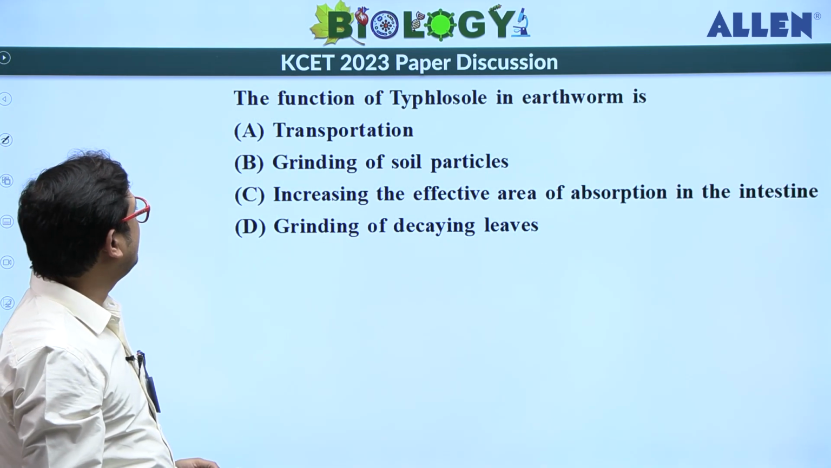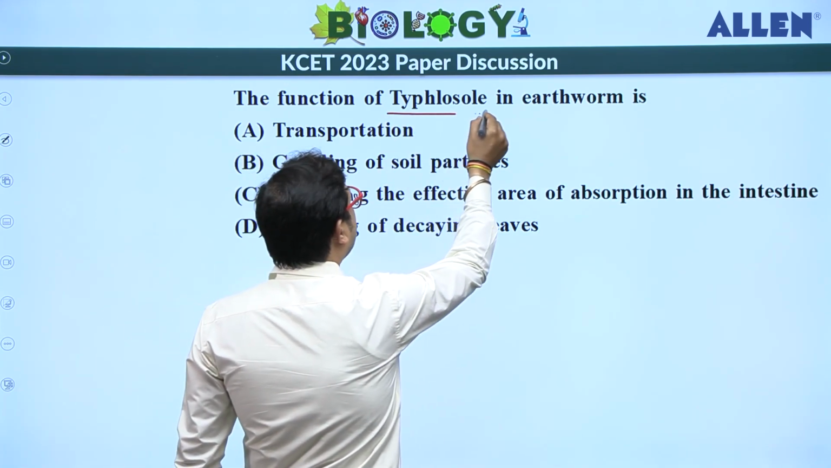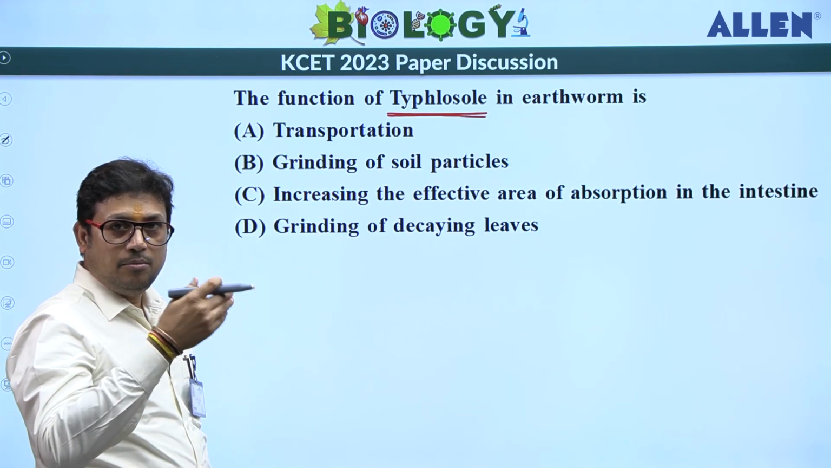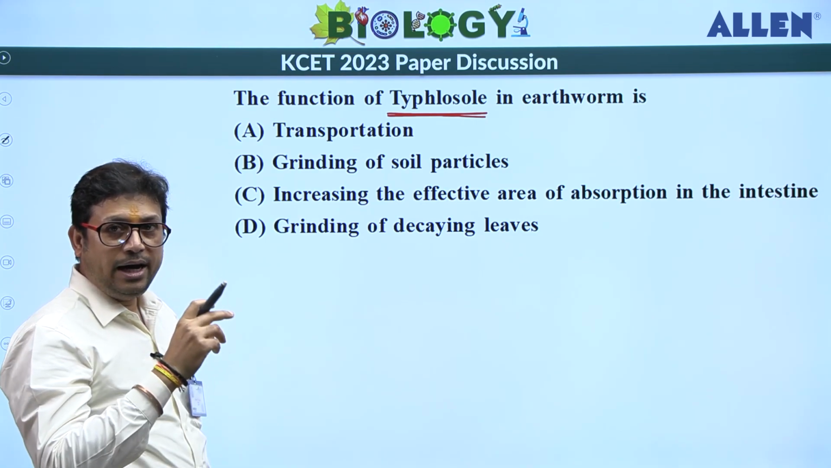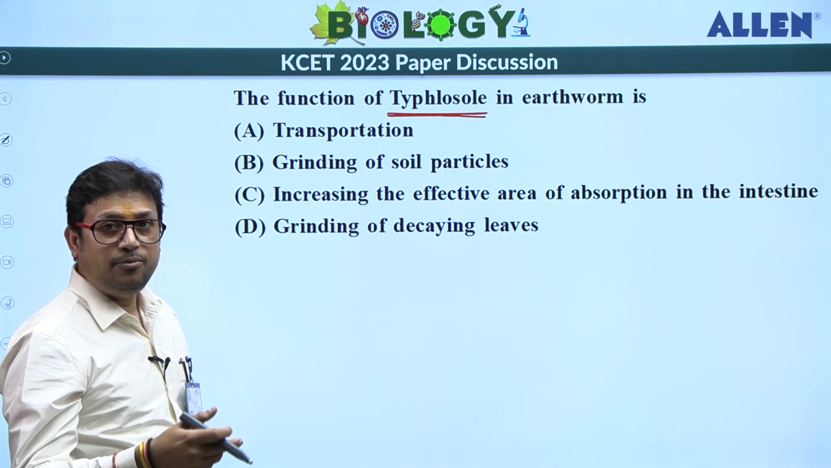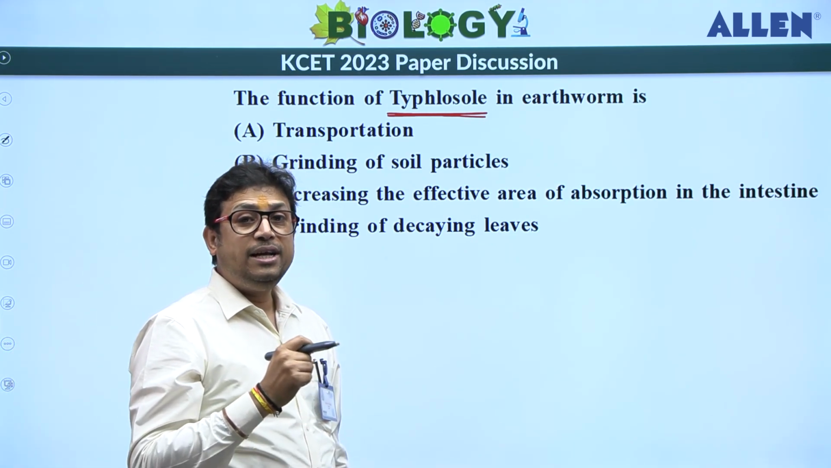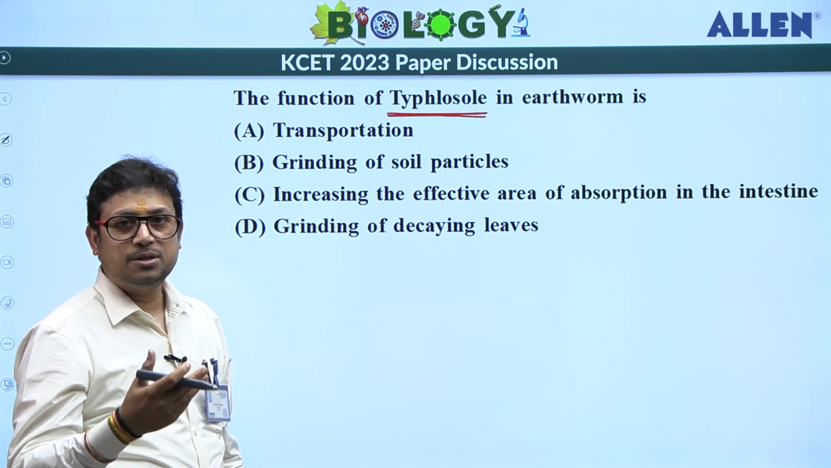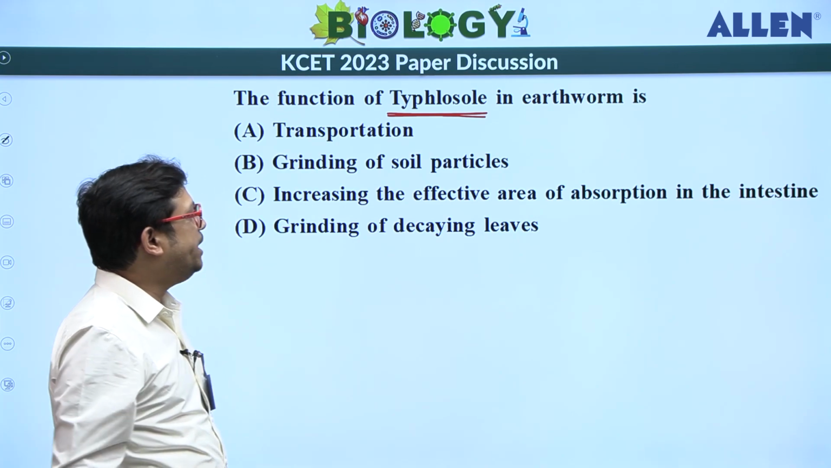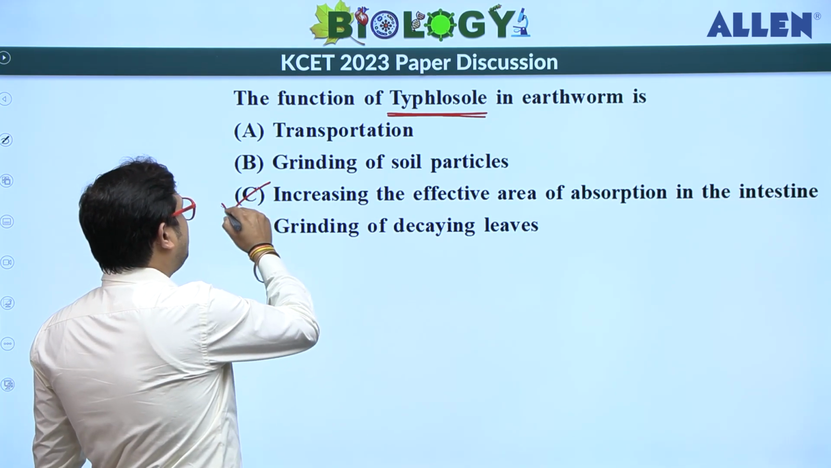Next, the function of typhlosole. Typhlosole is what? These are the foldings on the inner wall of the body wall, you can see in the intestinal region, right. That is why that intestine is called typhlosolar intestine. So this folding actually increases the surface area for the absorption of food materials. So it increases the effective area of absorption in the intestine. So this is also a straight question.